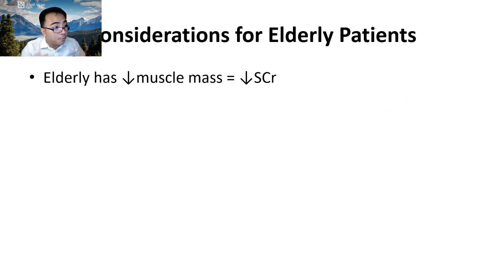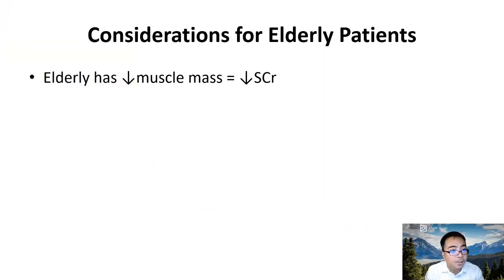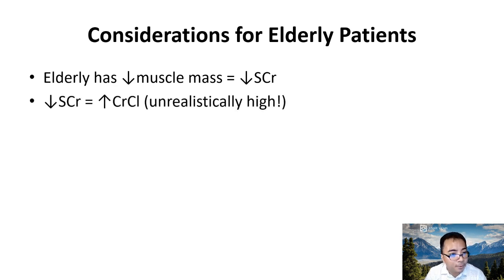So, some considerations for the elderly. Elderly tends to have lesser muscle mass. So, therefore, class, it's expected na mas mababa ang kanilang serum creatinine production kasi lesser ang muscle mass nila. Lesser serum creatinine could lead to an unrealistically high creatinine clearance. Sabihin, oh, ang ganda ng kidney function niya kasi konti lang yung serum creatinine. Yun pala, hindi naman sa dahil maganda ang kidney function niya kaya mababa ang serum creatinine. Mababa ang serum creatinine ng patient kasi lesser ang muscle mass niya. Make sense? Okay? So, it leads to an unrealistically high creatinine clearance.